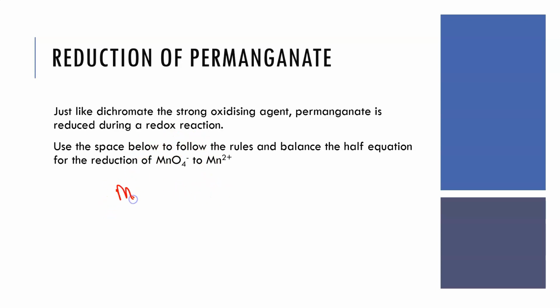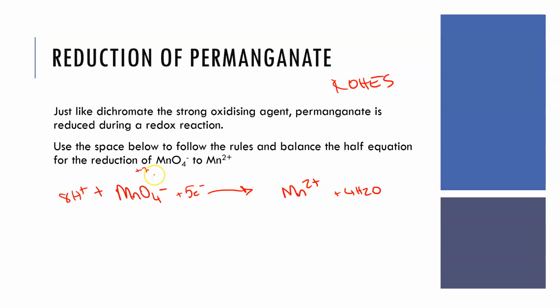We're going to have MnO4- going to Mn2+. Manganese is balanced. Using COHES, I'm going to now balance oxygen, 4H2O. Now I need to balance hydrogens. I have 8 hydrogens over this side, 8H+ over this side. Okay, now I need to balance charge with electrons. This is 8 minus 1, so this is 7. And then on this side it's plus 2, so I actually want to add 5 electrons to the left-hand side to bring +7 to +2.